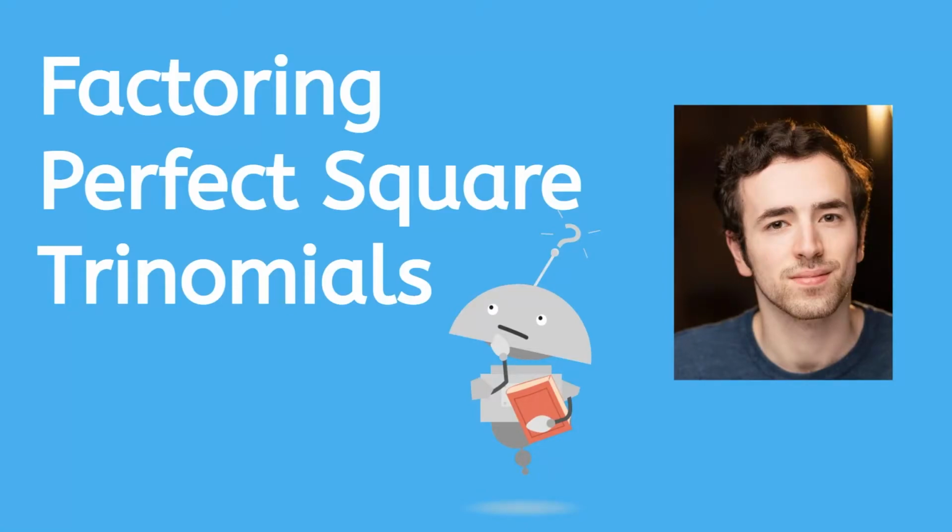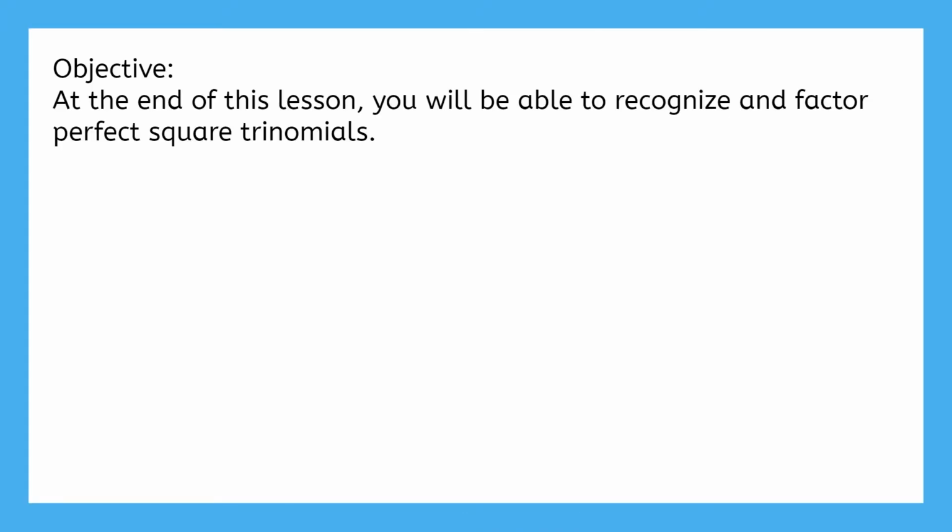One of the distributive patterns we learned earlier in this unit was how to square a binomial, which resulted in a perfect square trinomial. In this video, we're going to reverse that process and learn how to factor perfect square trinomials back into a squared binomial.